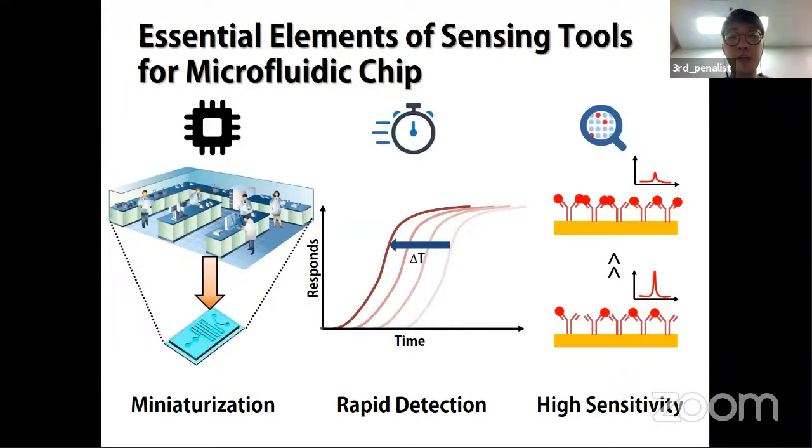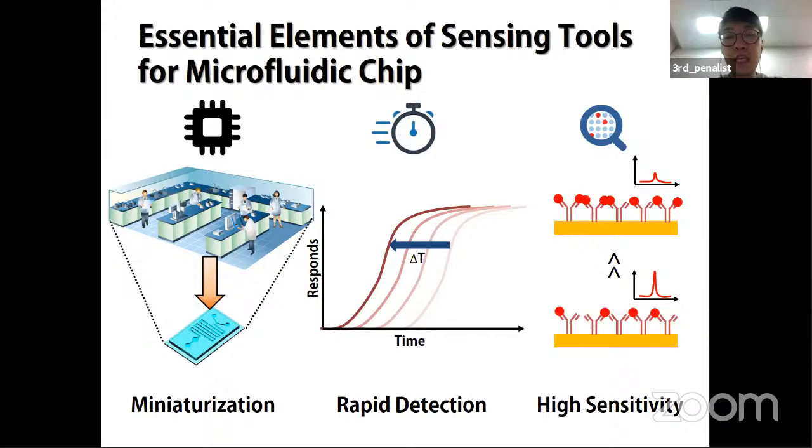Sensing tools to combine with microfluidic chips must meet some requirements. First requirement is the ease with which they can be miniaturized for a high throughput, low cost. So it's not too complicated, and we need a miniaturization method that can be applied to microfluidic chips.